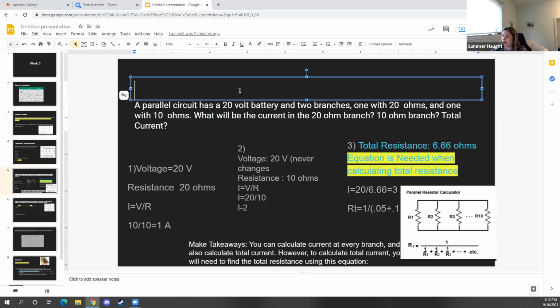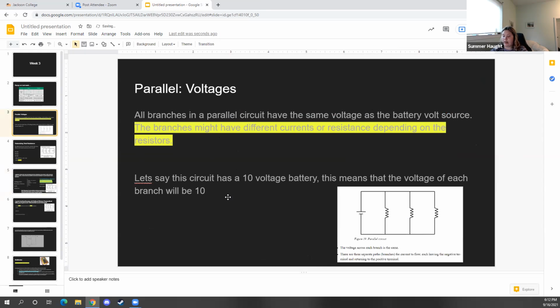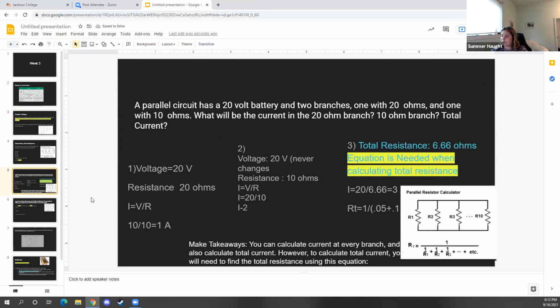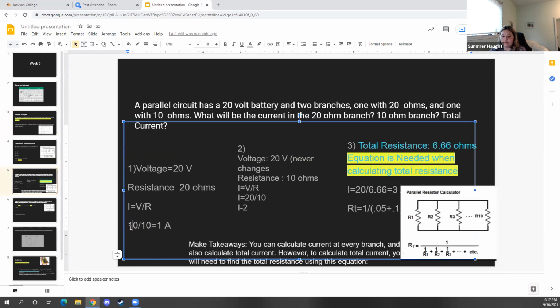And we know that the battery is 20 volts because, as it says right here, voltage never changes. And we know the resistance is 20 ohms because it says it right here. You can just do I equals V over R, which is 20 over 20, which is just 1 amp. So again, in order to calculate the current at a given branch, all you have to do is use Ohm's law, I equals V over R.